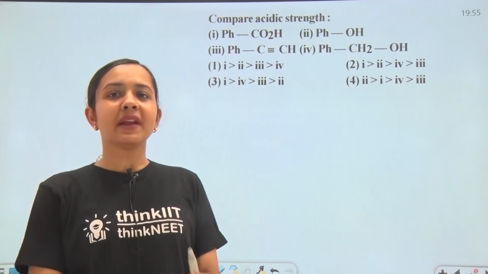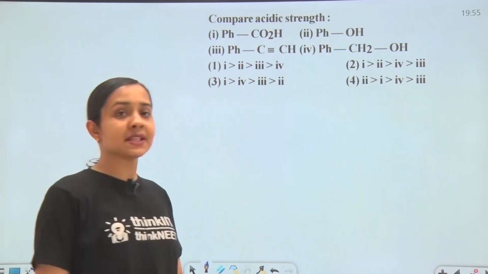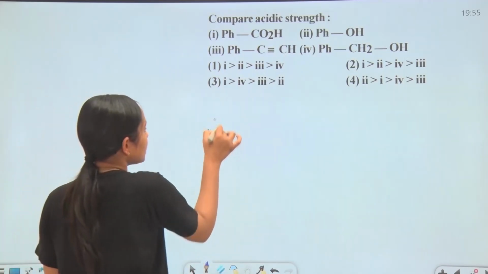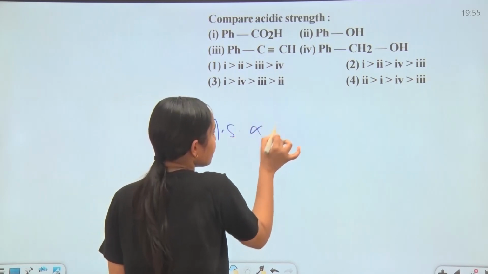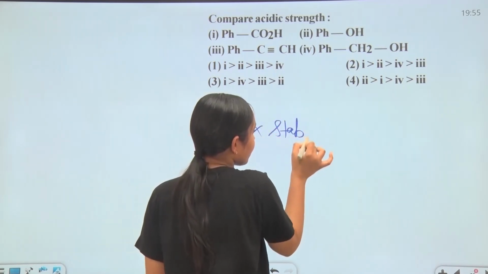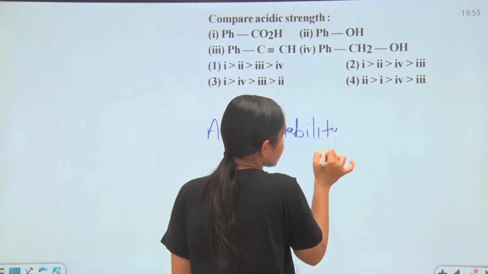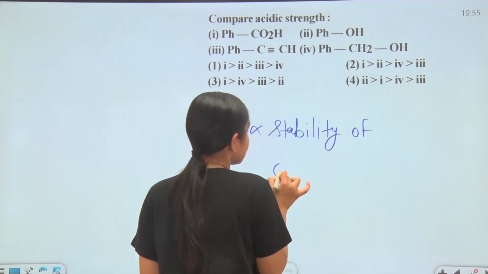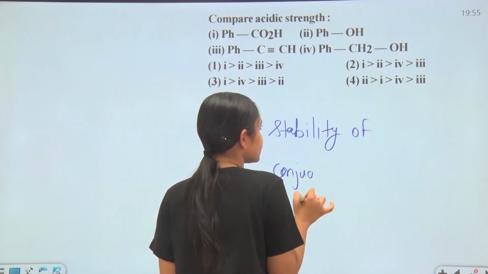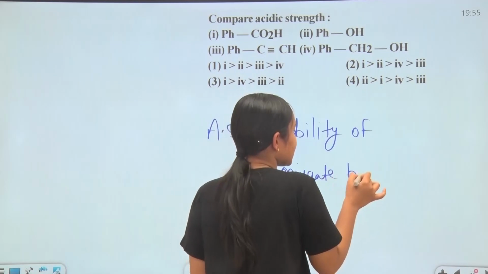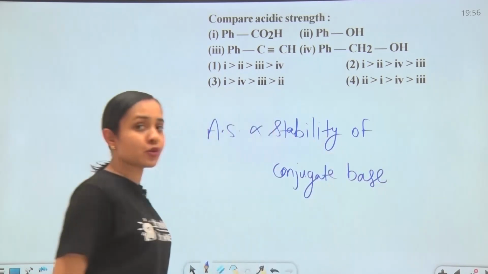Hello dear students, so our next question is compare acidic strength. Student, we know that acidic strength is directly proportional to the stability of conjugate base. It is directly proportional to the stability of conjugate base.